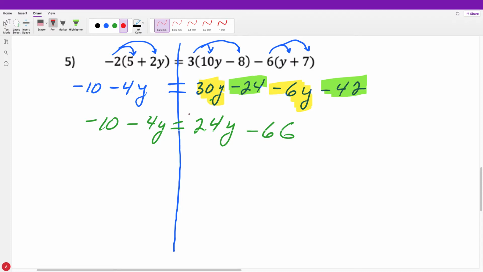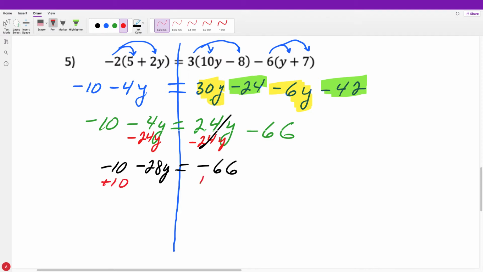All right, now that I've simplified everything I could on both sides of my equation, now I need to move my variables to one side and my constants to the other. I highly suggest that you do these step by step because a lot of you are trying to do it all at once and you are making mistakes with trying to move too many things at one time. So we can do minus 10 minus 28y is equal to, well, this gives us 0, negative 66. And now I'm going to go ahead and move my constant to the other side since my variable is on the left. So I'm going to add that over. And now I get negative 28y is equal to negative 56.